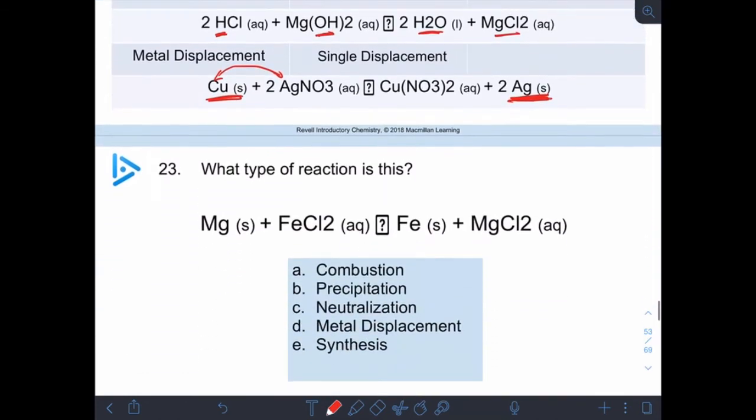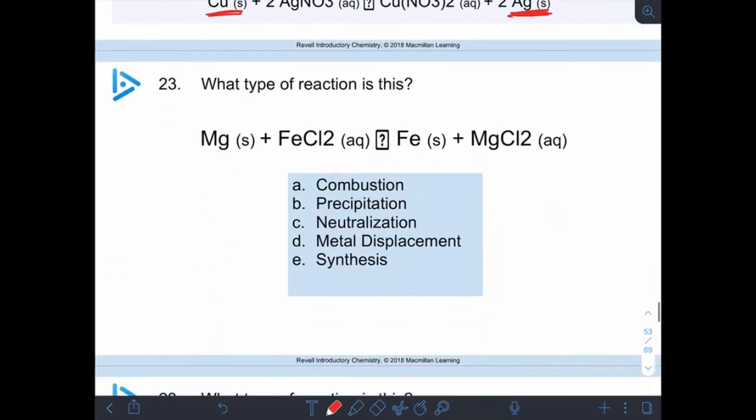Okay. Let's take a look at some examples, see if we can figure it out. All right. So, are there any acids or bases? Do we have anything starting with a hydrogen or ending with an OH? And the answer is no.